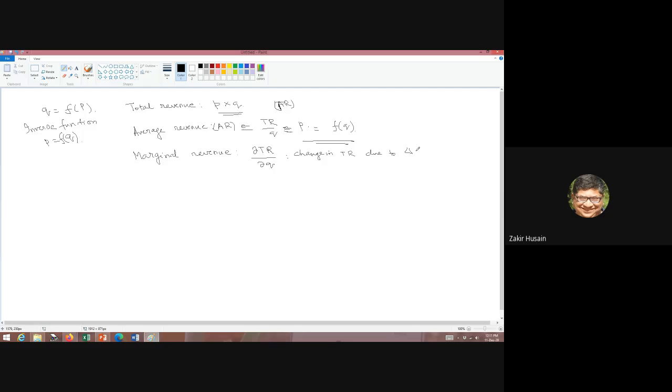Well, obviously, it's a very small change. You know the definition: delta Q has to tend to 0. So this is called marginal revenue.